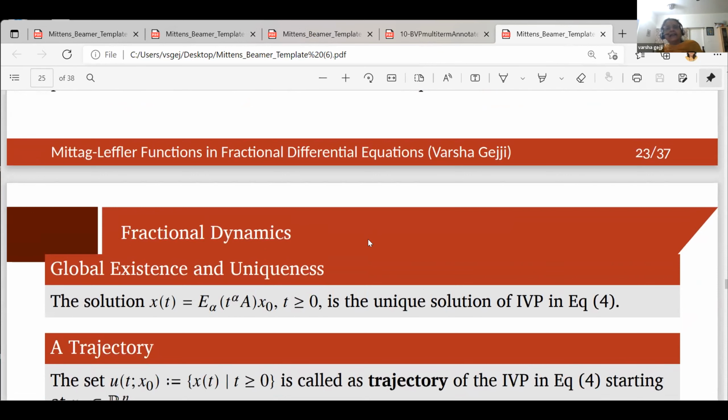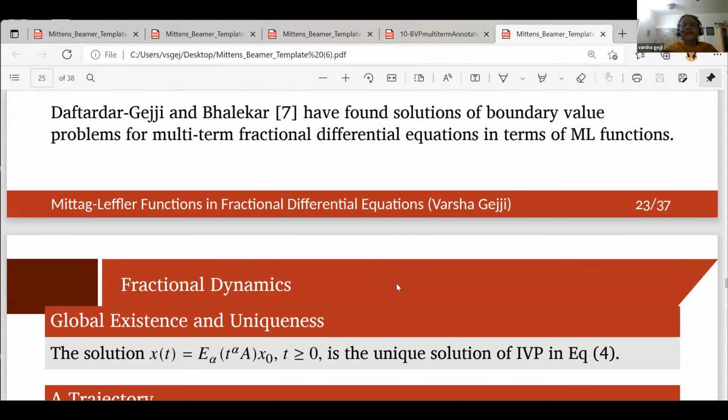So now finally, with this, I just wanted to highlight this point for non-experts in this field, that the study of fractional differential equations almost boils down to the study of Mittag-Leffler function and their properties and their variants.